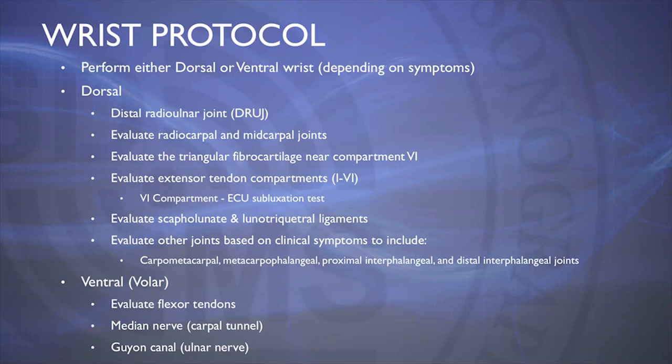We'll be asked to look at the scapholunate and lunotriquetral ligaments. And we may be asked to evaluate other joints based on clinical symptoms, and these can include the carpometacarpal, the metacarpal phalangeal, the proximal interphalangeal, and distal interphalangeal joints. On the ventral or the volar side, we'll be asked to evaluate the flexor tendons, the median nerve that's traversing in the carpal tunnel, as well as Guyon's canal, which we'll be looking at the ulnar nerve.